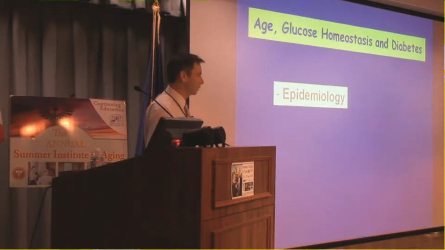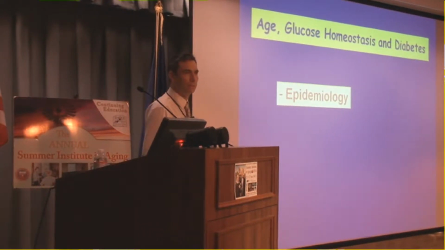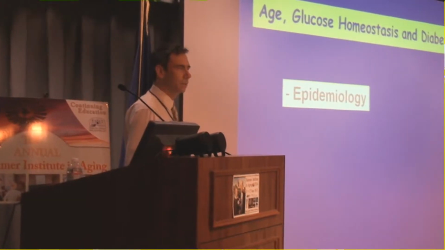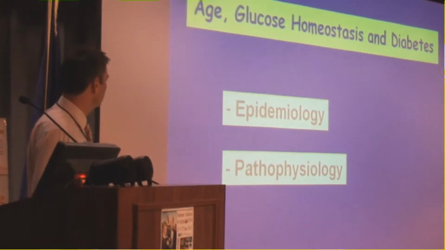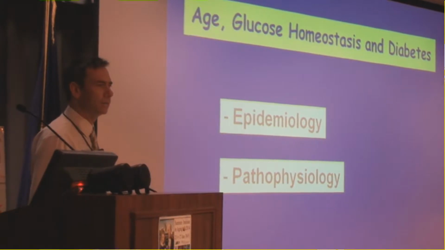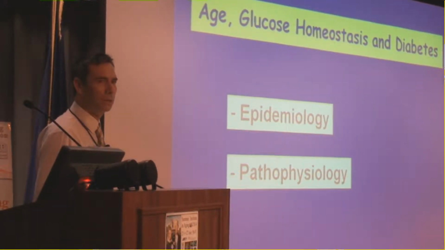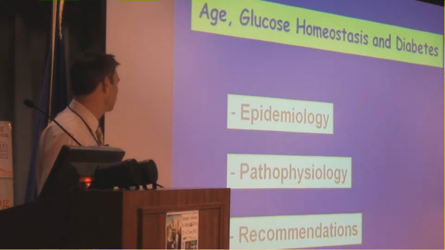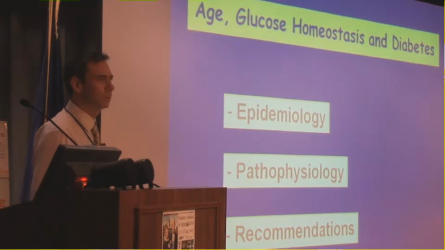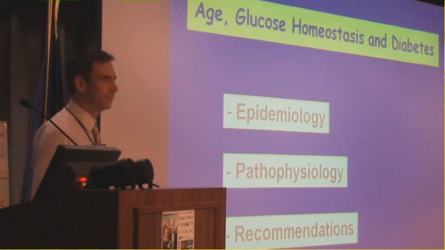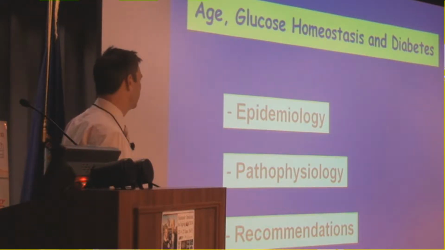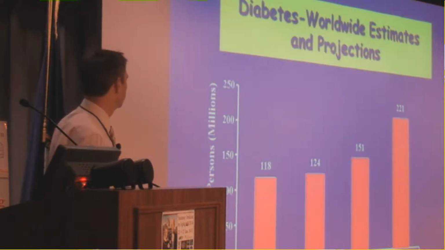So today I'm going to give just a summary about the epidemiology of diabetes in the elderly and why it is important. Also some basic concepts about the pathophysiology of diabetes, why does it happen in older people, and then we'll just go over some basic, more clinically oriented recommendations on how to manage diabetes in the elderly population, since this is a somewhat controversial area with a lot of unanswered questions.